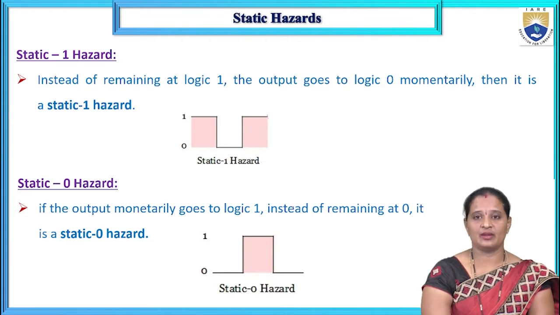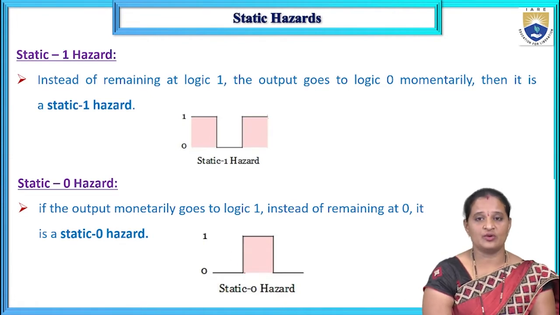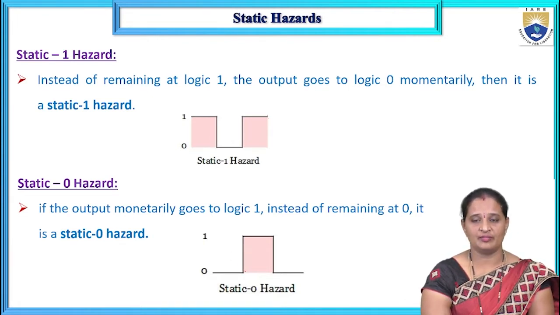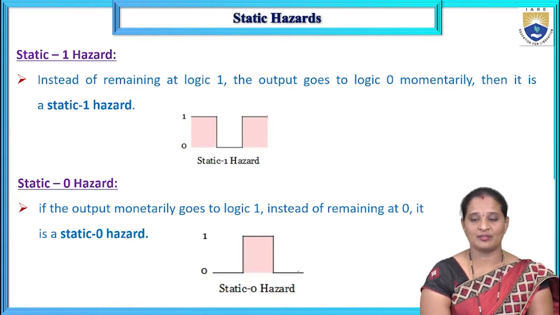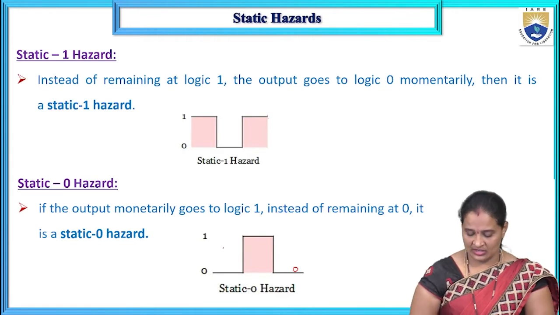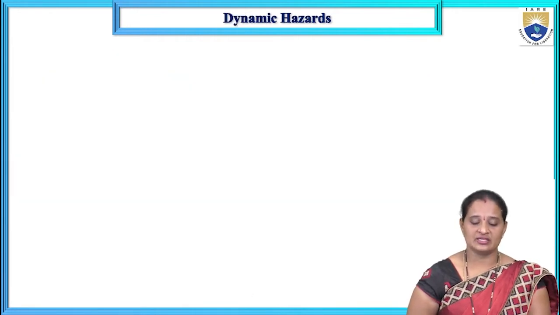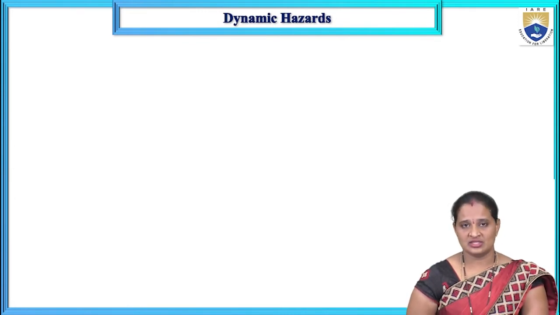So this is the timing diagram which is explaining the static 0 hazard. Actually the output is 0, but due to the change in the input, it has to remain at logic 0, but for some time or else momentarily, it is going to logic 1 and again coming back to logic 0. Such type of hazard is known as static 0 hazard. So that is about static hazard. Static hazards are two types, static 1 and static 0.